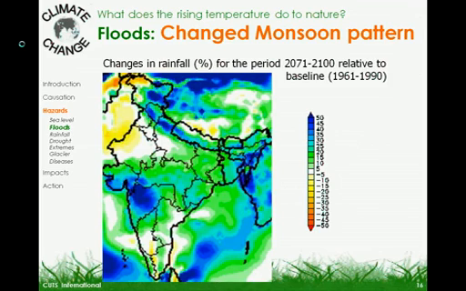This is a map of India showing monsoonal patterns for the period 2071 to 2100. As you can observe, yellow regions show areas where droughts would be more frequent. These regions are parts of Rajasthan, parts of Haryana, and parts of Tamil Nadu. Blue regions show areas where floods would be more frequent. These regions are parts of Maharashtra and northeastern parts of India.